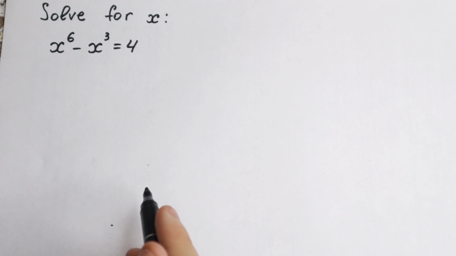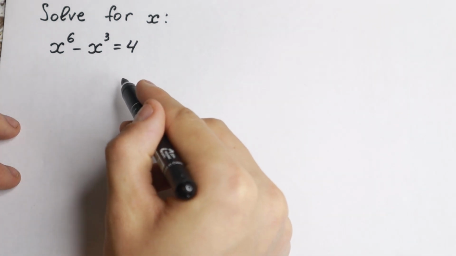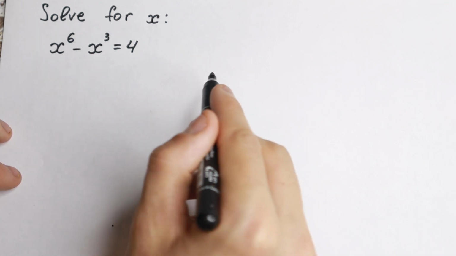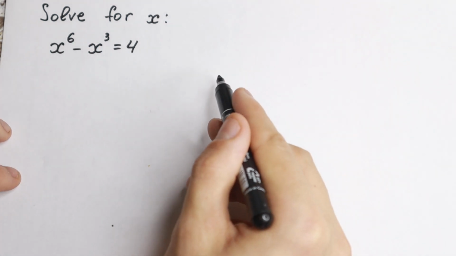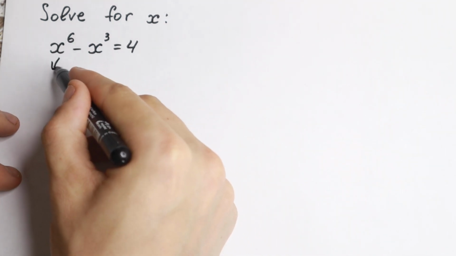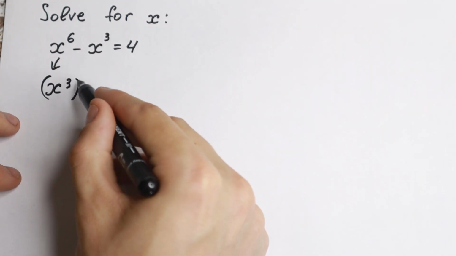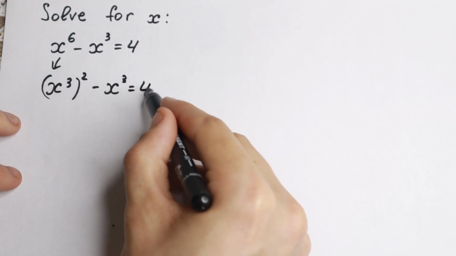Really interesting math problem. Today we need to solve this equation. We have x to the 6 minus x cubed equal to 4 and we need to find x from this equation. At first sight, this equation is really hard because we have a 6th power right here, but if we look closely at this, we can write x to the 6 as x cubed, squared. We can raise it to the second power, minus x cubed equal to 4.